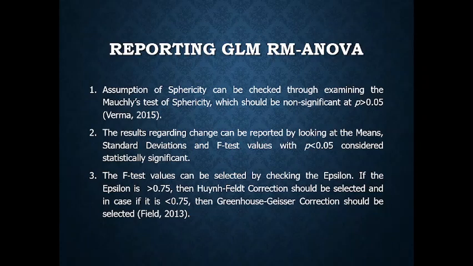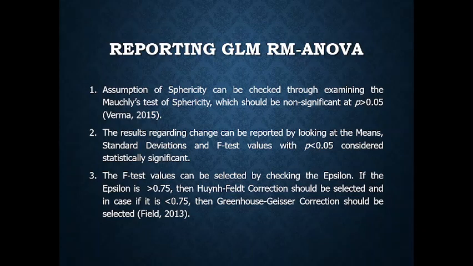You must also learn how to report the general linear repeated measure ANOVA, and normally the researcher reports these kinds of data which are obtained after running the general linear repeated measure analysis. First, you need to report the assumption of sphericity, and this can be reported by looking at the Mauchly's test of sphericity, which should be non-significant at the 0.05 level.